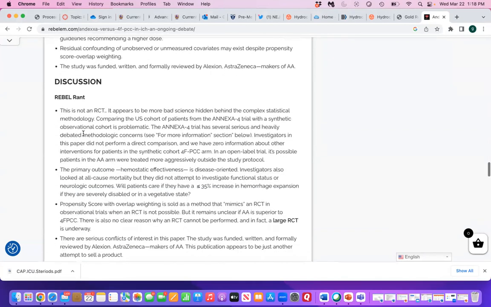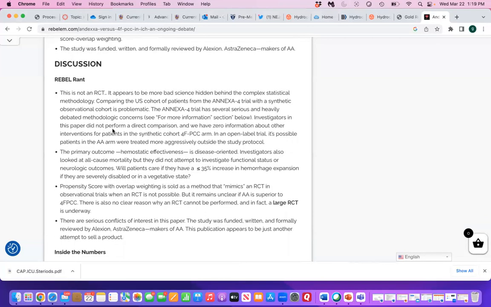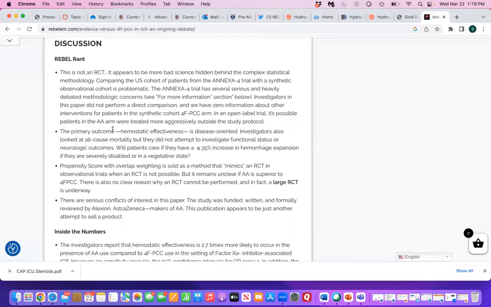And then there's the discussion, and he calls it the rebel rant. And the first thing, this is not a randomized controlled trial. It appears to be more bad science hidden behind complex statistical methodology. I love it. I love it. I'm not a fan of andexanet alpha. But you can see here when he goes through it, and then of course propensity score matching. Ooh, that's the way you can take sometimes retrospective trials and say, well, we did propensity score matching, which is a fancy word for saying, it's like when you see a subgroup analysis, that makes me think that means you didn't meet your primary endpoint.